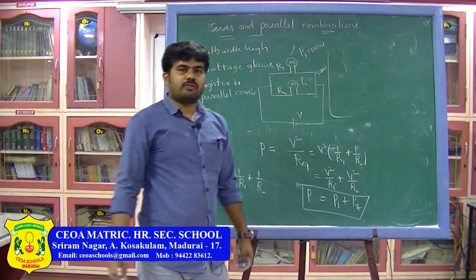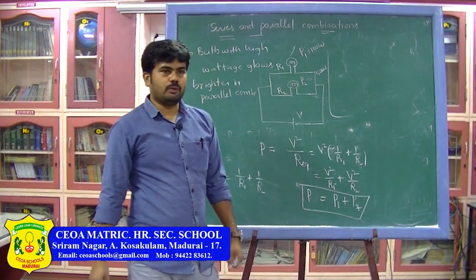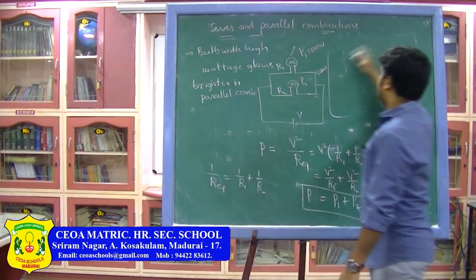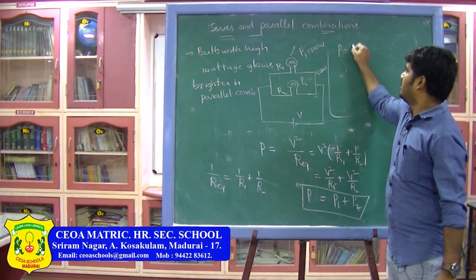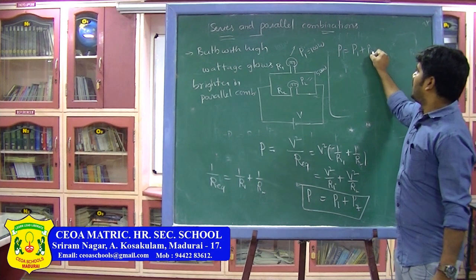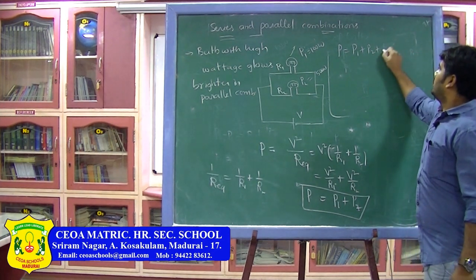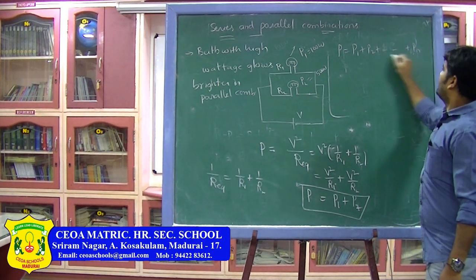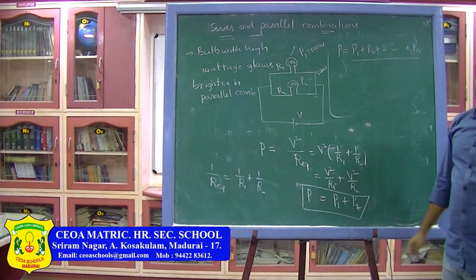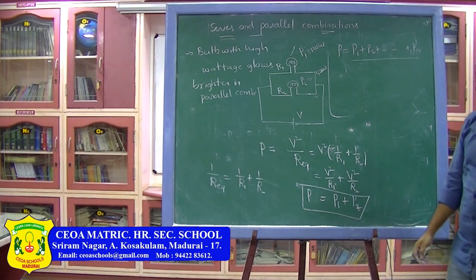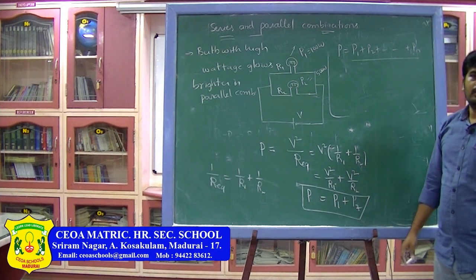This is the equation for the parallel combination of two bulbs. So if there are n bulbs, you can write the equation as P equals P1 plus P2 and so on up to Pn. This is the equation for the total power in the parallel combination of bulbs.